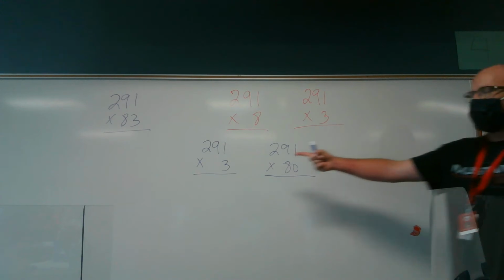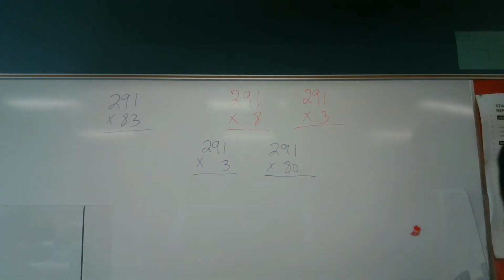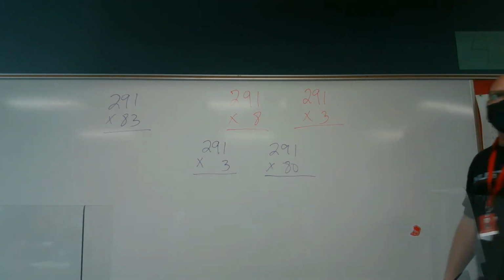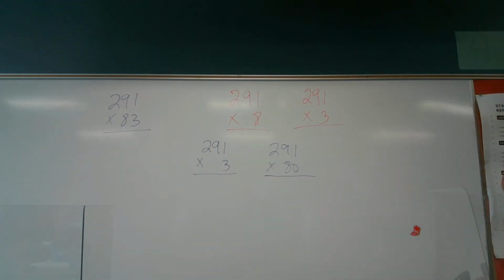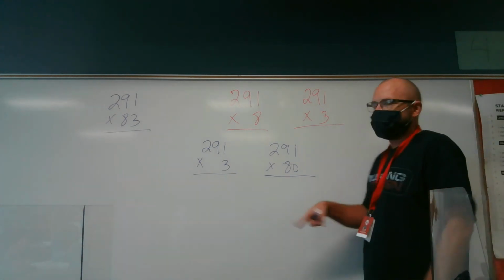If you know your 3 multiples, 3, 6, 9, 12, 15, 18, 21, 24, 27. If you know those, you can count by 3s. You can read a multiplication chart by 3s. You're in good shape.